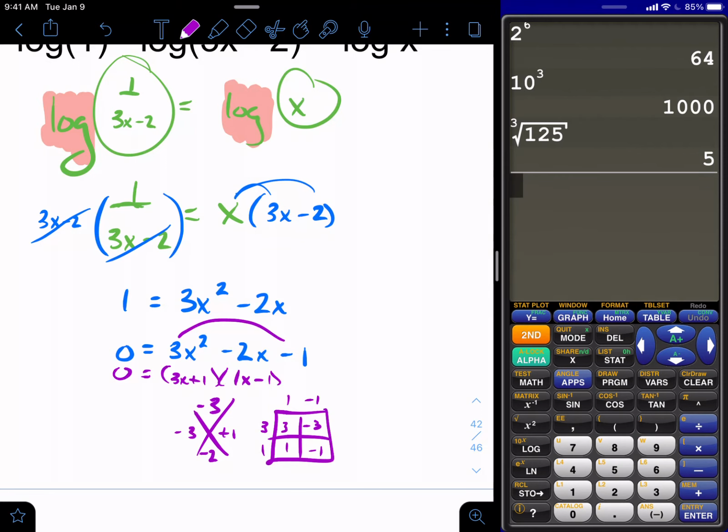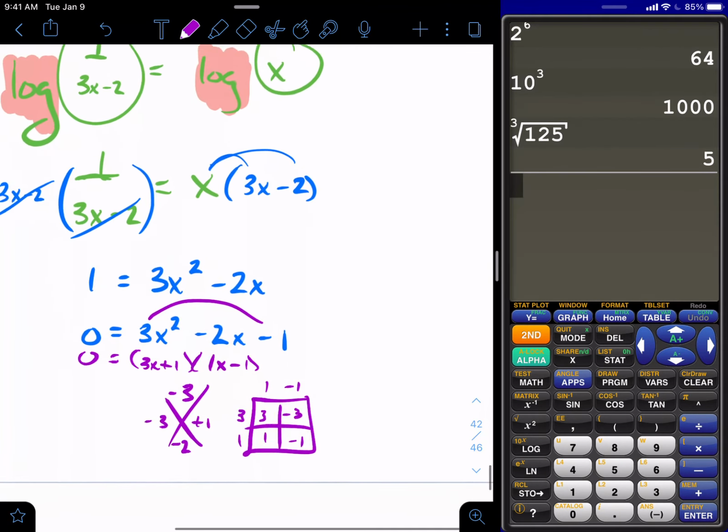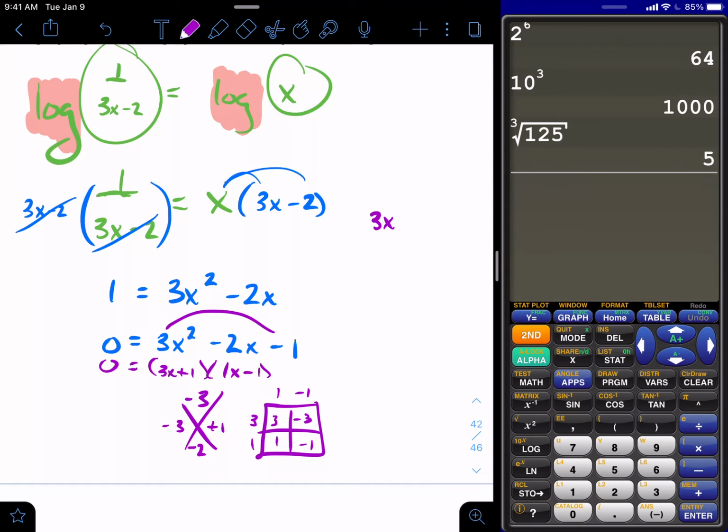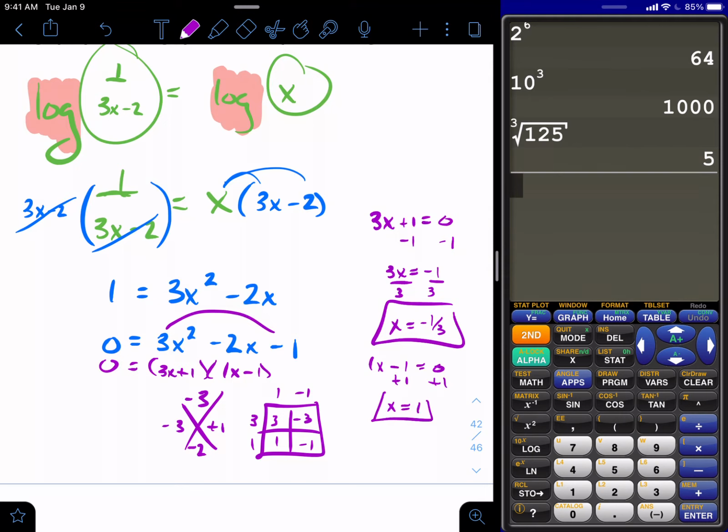Now our job is just to figure out the x values that make that true. So if I had 3x plus 1 equals 0, subtracting 1, I get 3x is equal to negative 1, and then divide by 3. x is equal to negative 1/3 is one answer. For the other one, 1x minus 1 equals 0, add 1 to both sides, x equals 1 is my answer. Remember, reject the negative 1/3. This one goes away, and this is our answer.